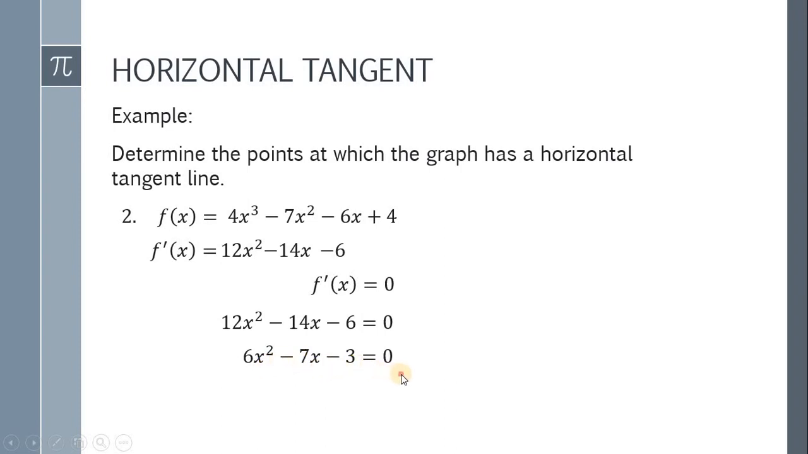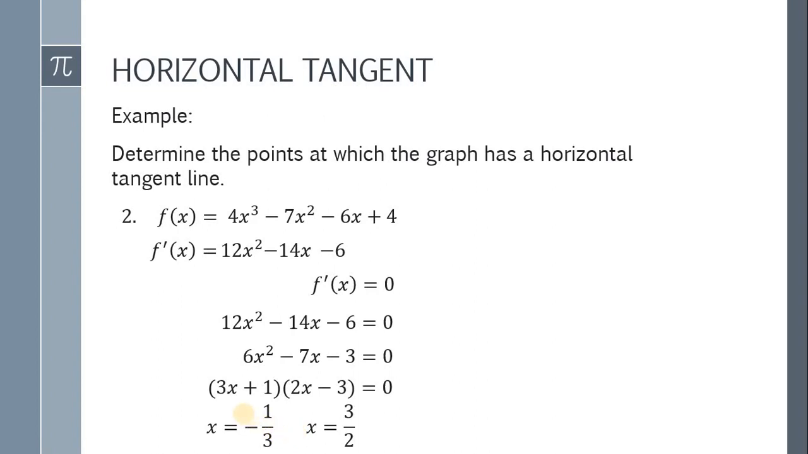Next, i-factor natin. So, we have 3x plus 1 multiplied by 2x minus 3. Next, kada factor i-equate to 0 and then solve for the value of x. Now, yung unang factor, 3x plus 1 equal to 0, we get x is equal to negative 1/3. Sa pangalawa naman, 2x minus 3 is equal to 0, so we have x is equivalent to 3/2. Now, ito yung x-coordinate. Ang kailangan na lang natin is yung y-coordinate.